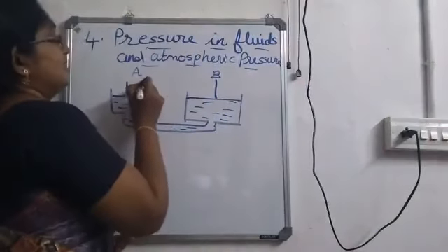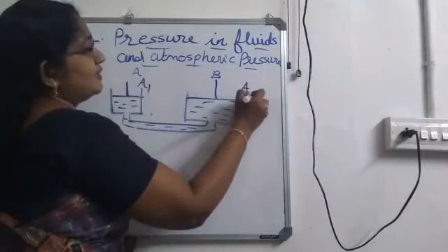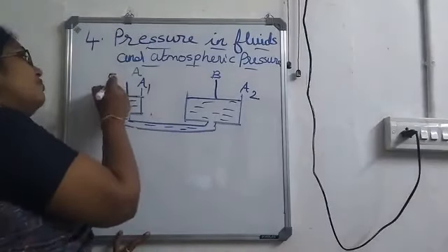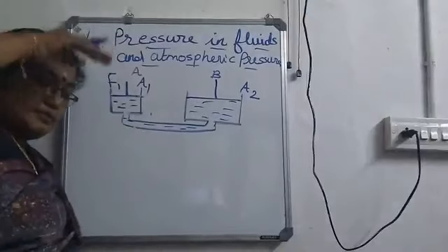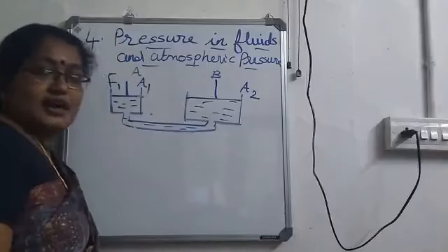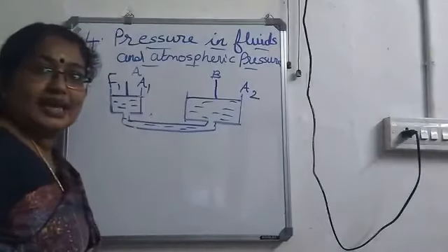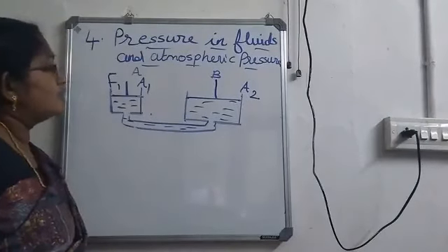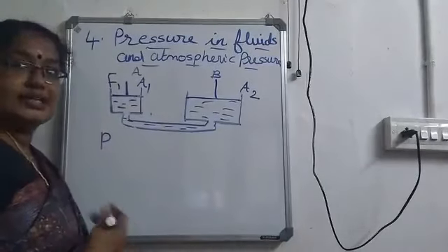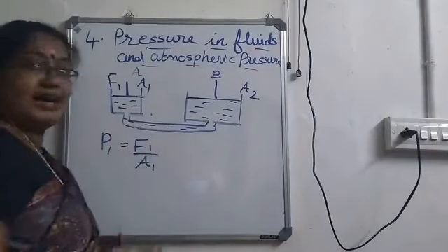So let this be cylinder A. Let A1 be the area of this cylinder and A2 be the area of this cylinder. Now, we are going to exert a force F1 on this piston. Inside this we have water, and we just push the piston downward. F1 is the force exerted on the piston, and A1 is the area of the cylinder. Force acting per unit area is pressure. Pressure P1 is force or thrust by area.